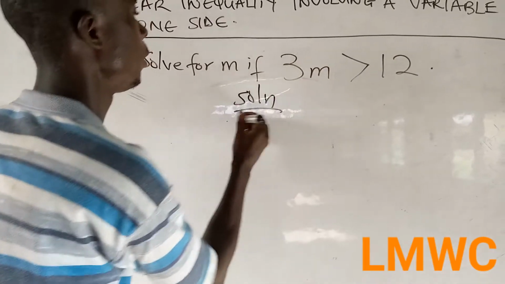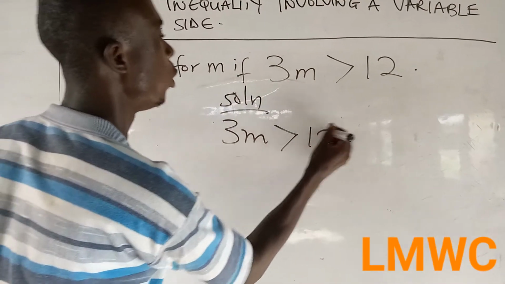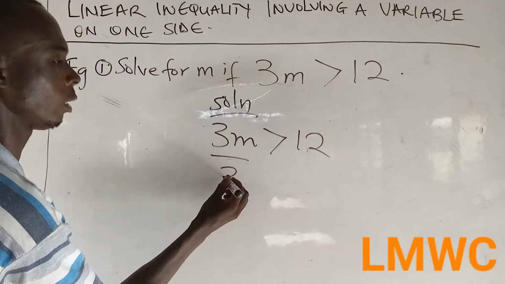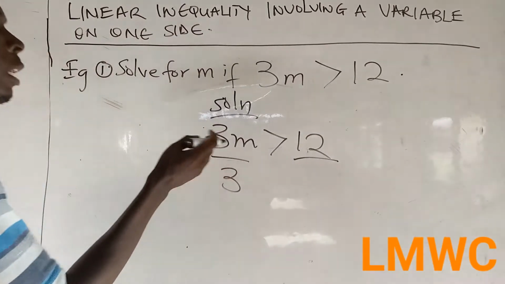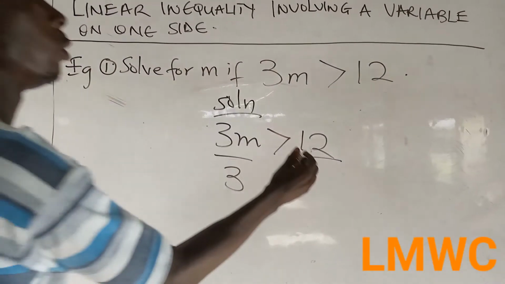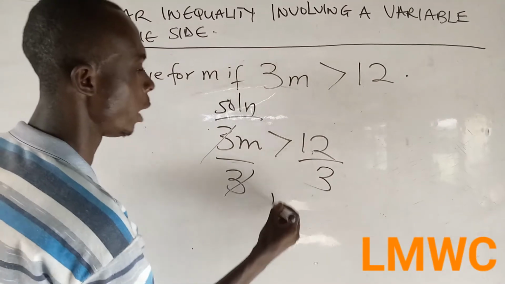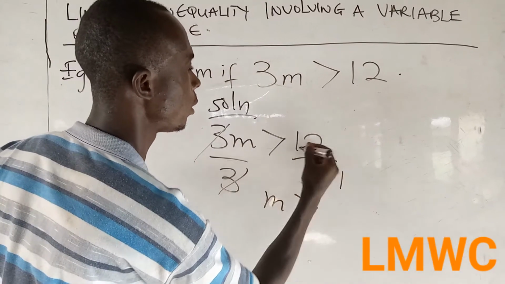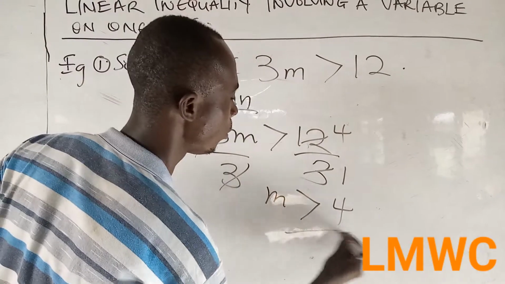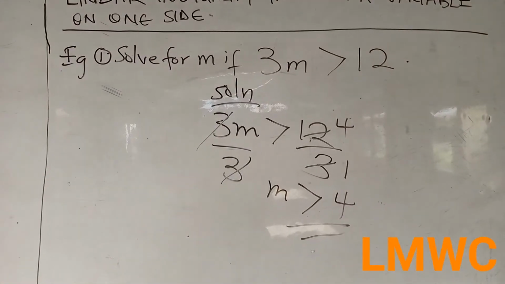This means you divide through by the coefficient of m, which is 3. And what you do to the left hand side, you do the same thing to the right hand side. So m is greater than 4.